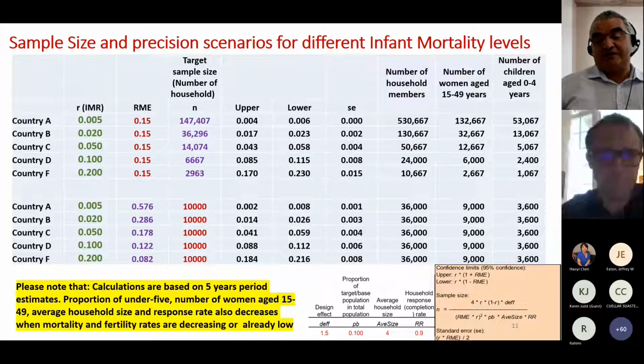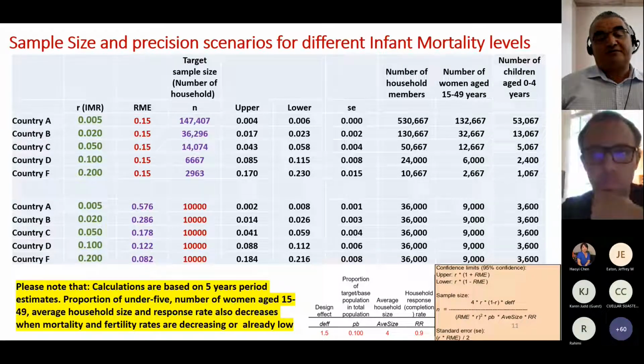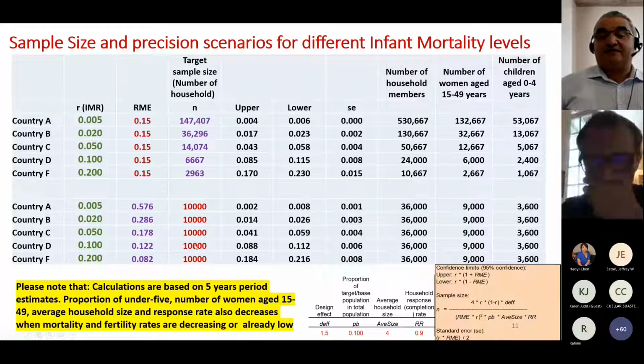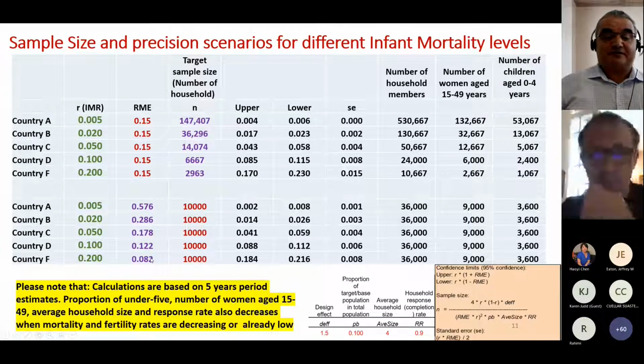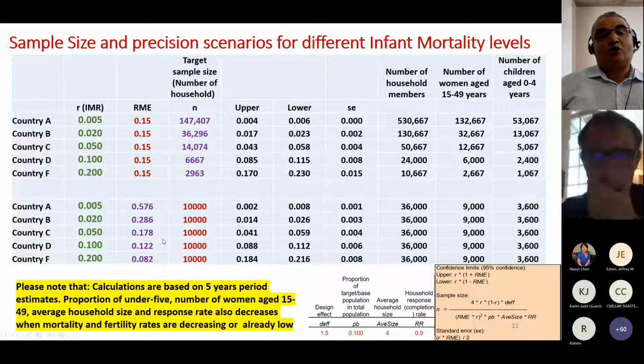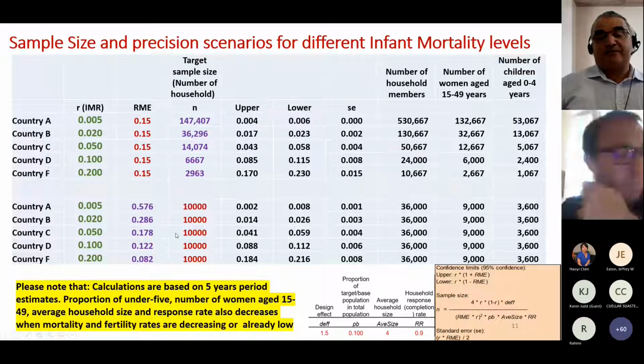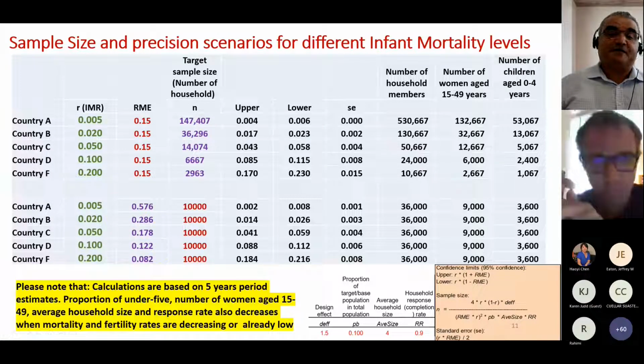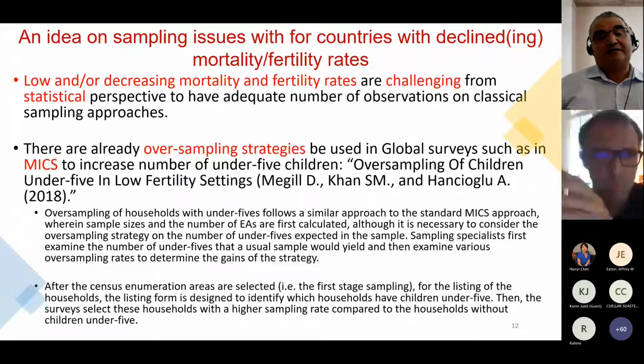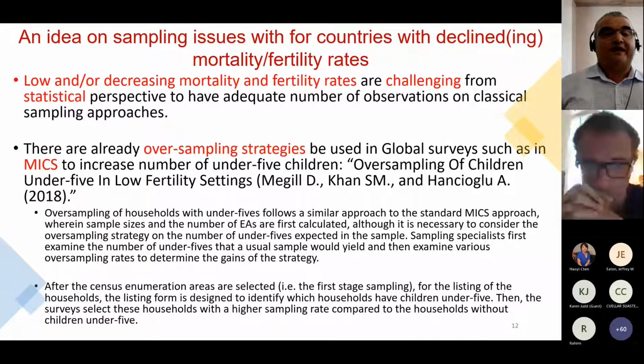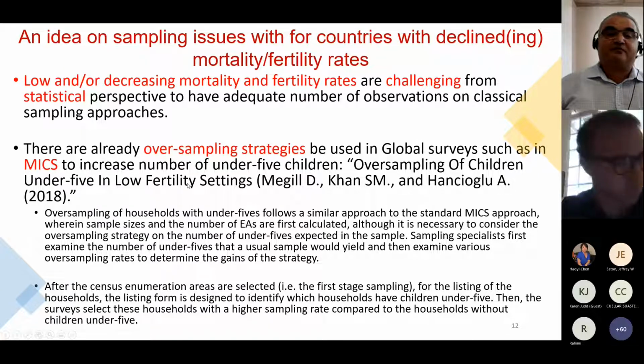which is not the actual case, I have to admit, because once you have lower fertility, you have lower household size and lower response in most cases, and the proportion of children in the total population is also low. But these calculations also show that if we fix the sample size, then our tolerance is also increasing. I am just numerically showing you how the sample size depends on these indicators. So what can we do? We all know that this is a great thing, thank God: we have low and decreasing mortality rates as well as fertility rates. But this is really challenging from the statistical perspective, to have an adequate number of observations with the classical sampling approach.